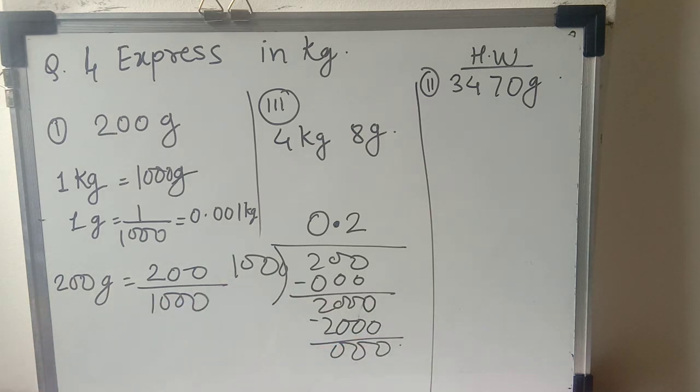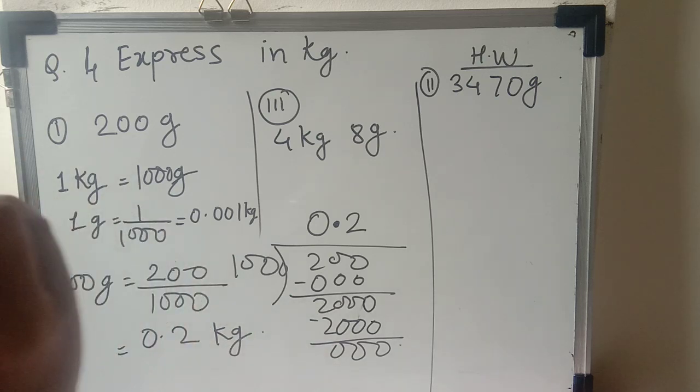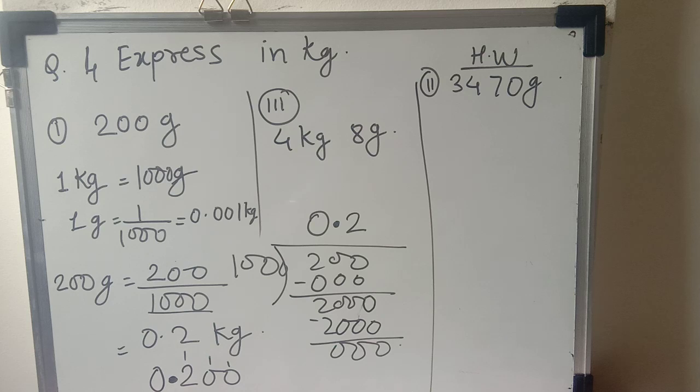So here we can write it in the form 0.2 kg. Now, one more important thing you can do: in 1000, how many zeros are there? 3 zeros are there. So if I write 200 as it is, 1, 2, 3 places are already there. Before this 200 I will write a decimal, and here I will write 0. So in this form also you can write it.